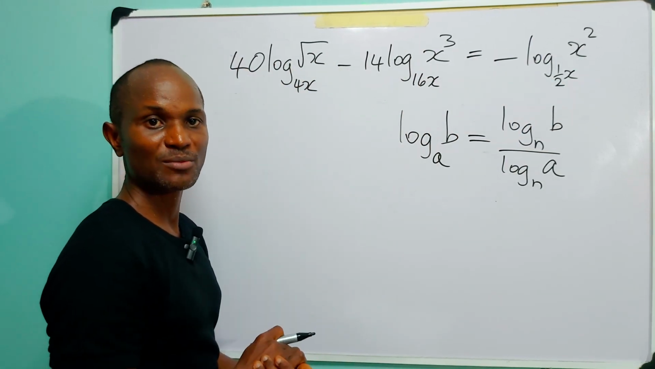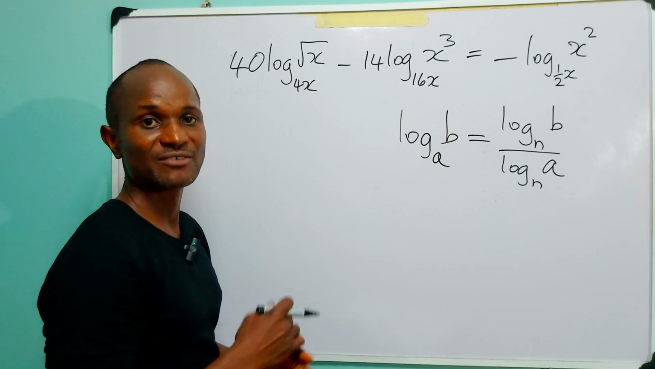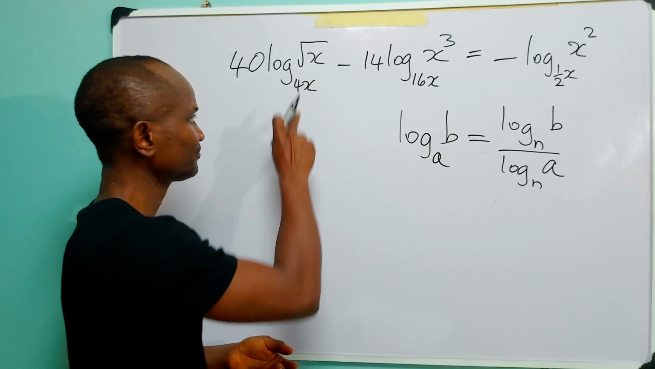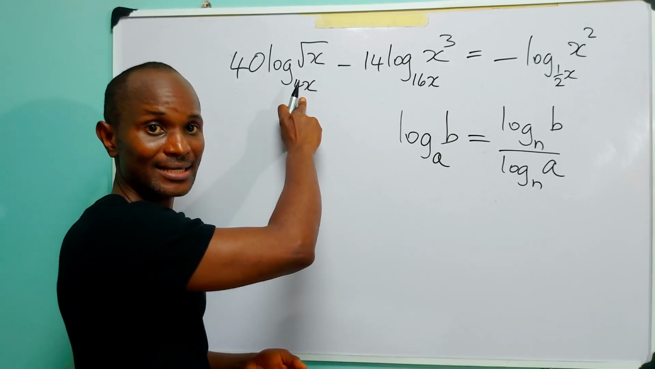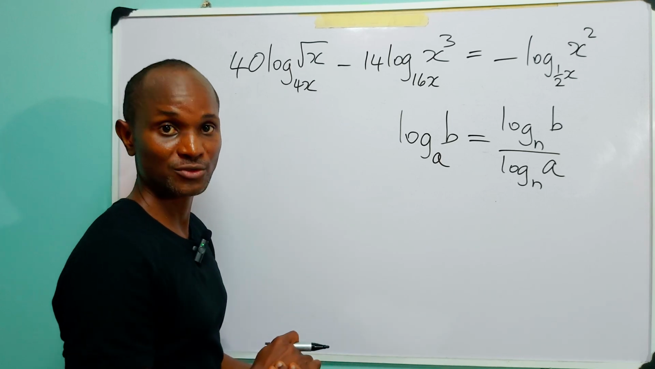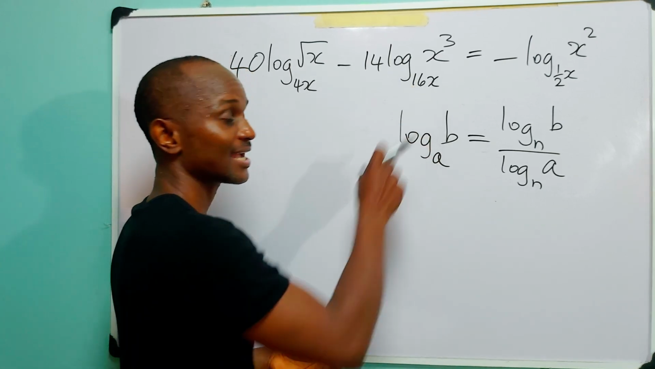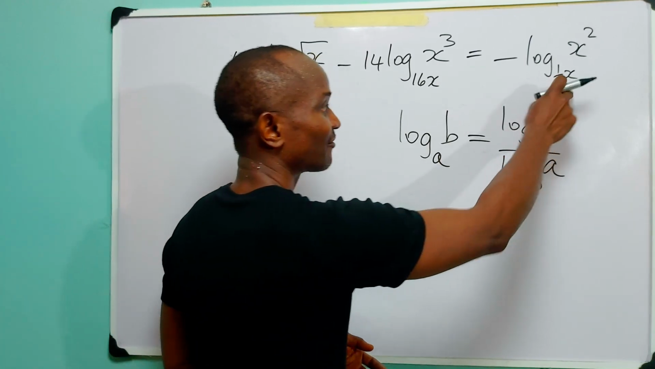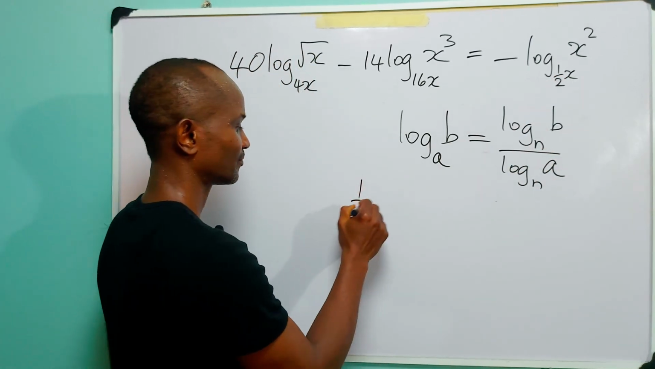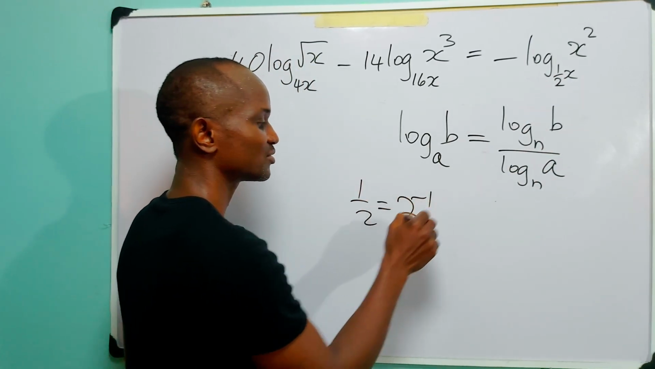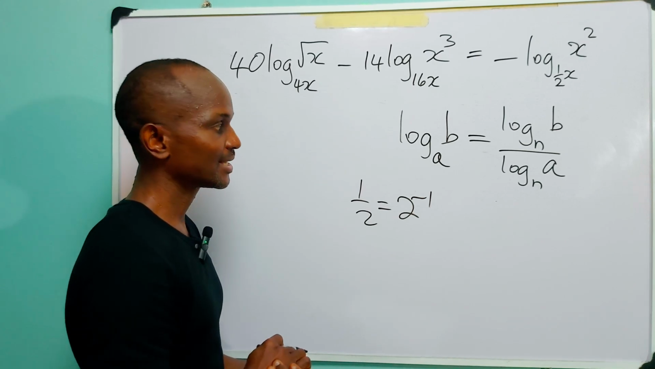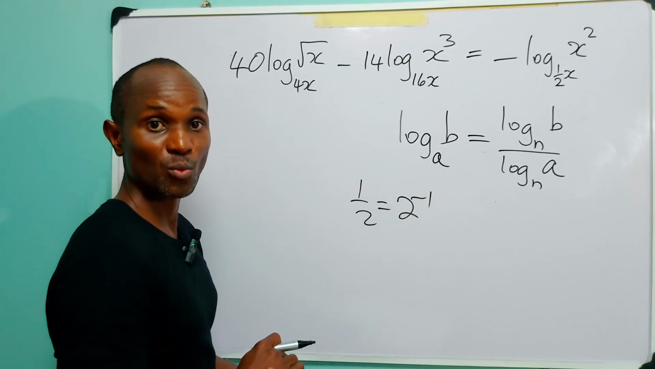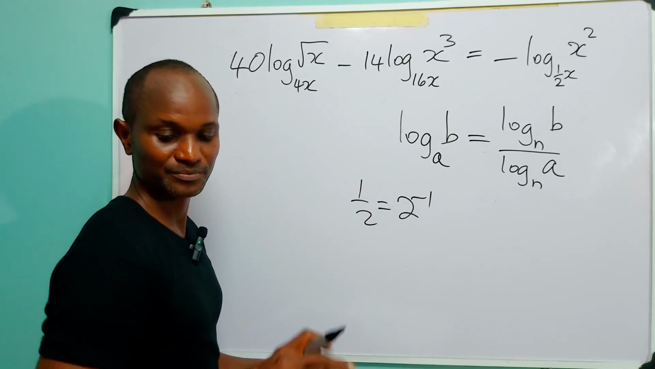The question now becomes, what is the best base for us to change to? Now you can see that this is 4x. 4 is 2 raised to power 2. This is 16x. 16 is 2 raised to power 4. And this is half x. Half is equal to 2 raised to power minus 1. So I think that it would be best for us to work in base 2.